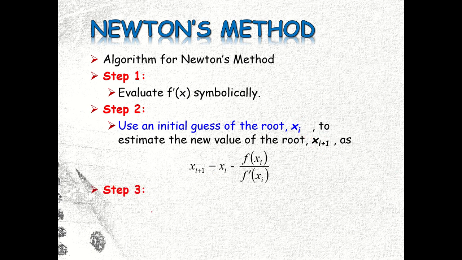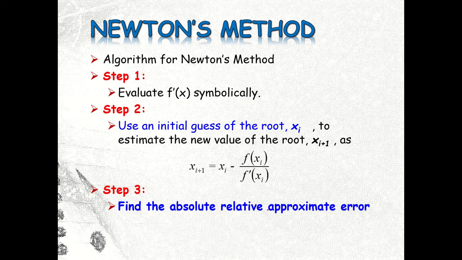So step number three, you have to find the absolute relative approximate error, and this is given by this formula. In this formula, epsilon subscript a, the absolute value of it, which is why we have the absolute relative approximate error, is given by x sub I plus 1 minus x sub I divided by x sub I plus 1 times 100%. All right, so that is the absolute relative approximate error. That's step number three.